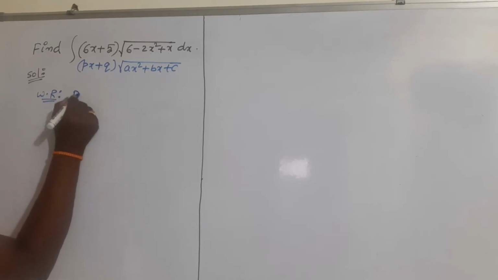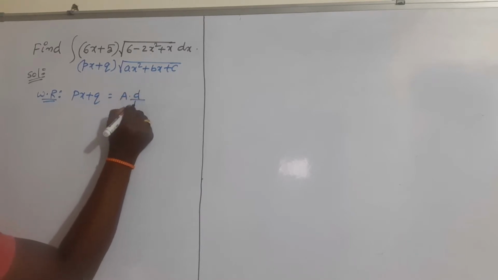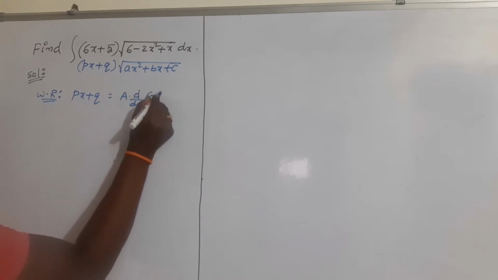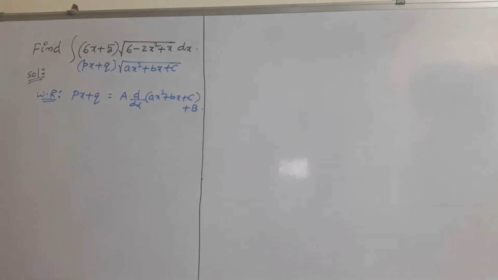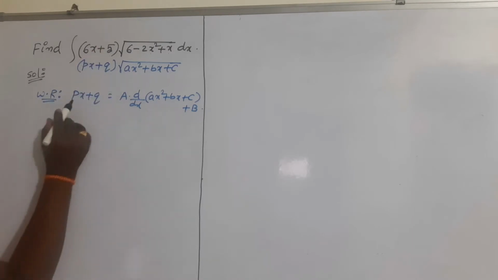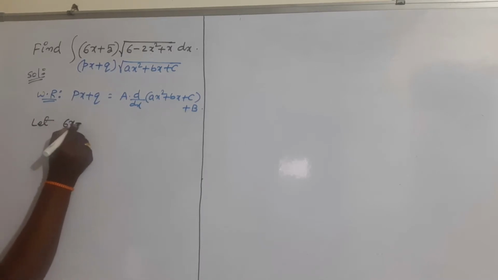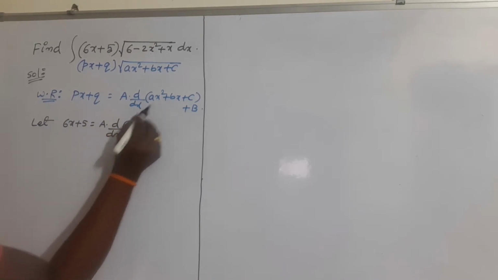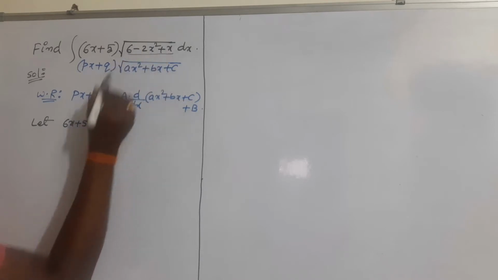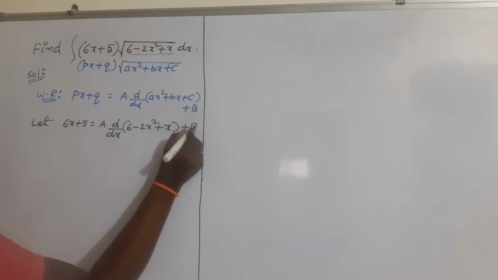The working rule is we should take the linear term equal to capital A into d by dx of the quadratic term, which is ax square plus bx plus c, plus capital B. This is the working rule to evaluate this type of problems. See, what is the linear term here? 6x plus 5. So let 6x plus 5 be equal to A into d by dx of the quadratic term involved in the root, which is 6 minus 2x square plus x, plus B. Take it as equation number 1.